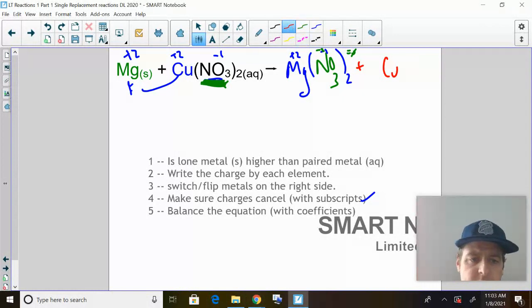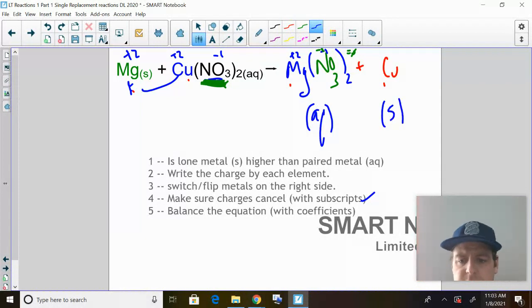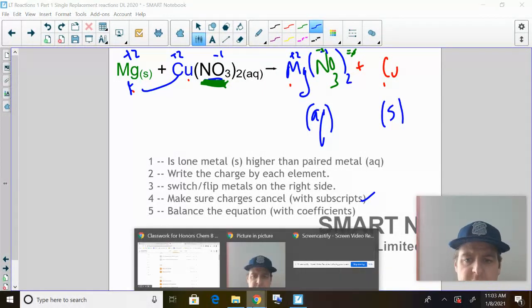All right, so I got 1, 1, 1, 1, 2 of them, 2 of them. This is the aqueous solution. This is the solid. I know there'll be a video of this.